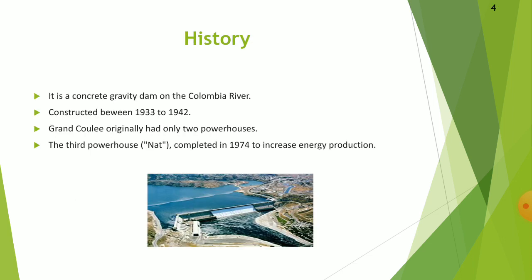Now, history of Grand Coulee Power Station. Grand Coulee is a concrete gravity dam on the Columbia River. Grand Coulee was constructed between 1933 and 1942. Grand Coulee originally had only two powerhouses. The third powerhouse was completed in 1974 to increase energy production.